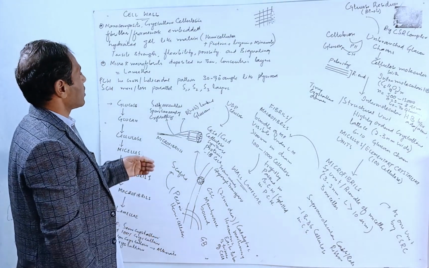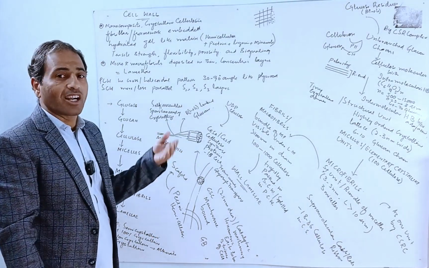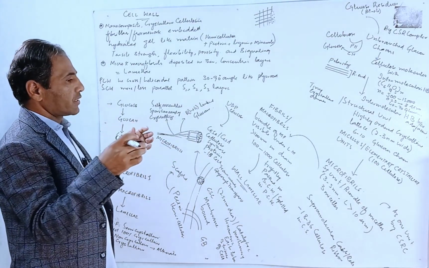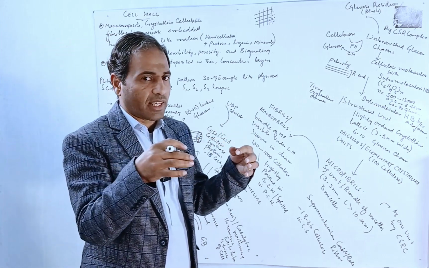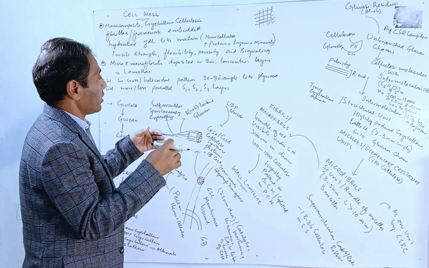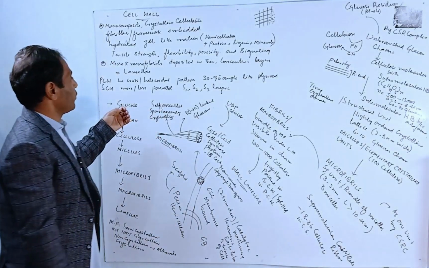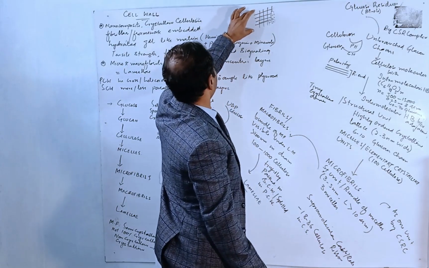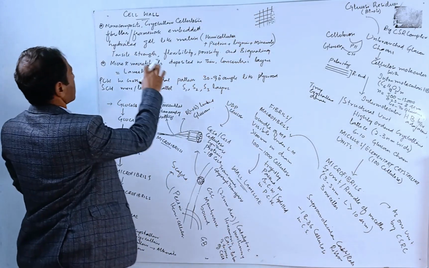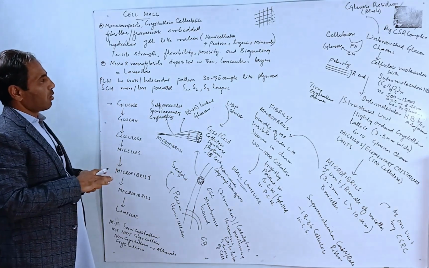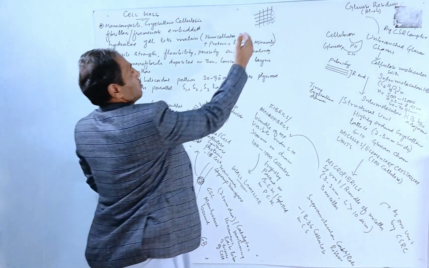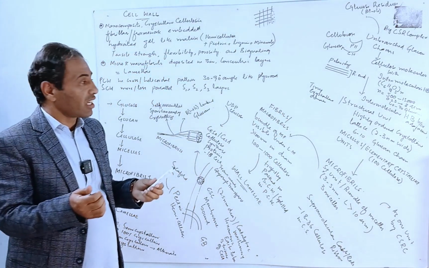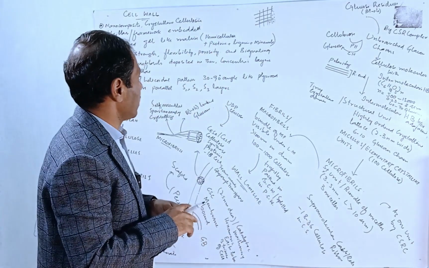This is exactly analogous to concrete, which has iron rods and a cementing material in between, in the ground. The cellulosic fibrillar meshwork or framework gives tensile strength to the cell wall, while the ground matrix provides flexibility, porosity, and helps in the signaling of messages along the cell wall.